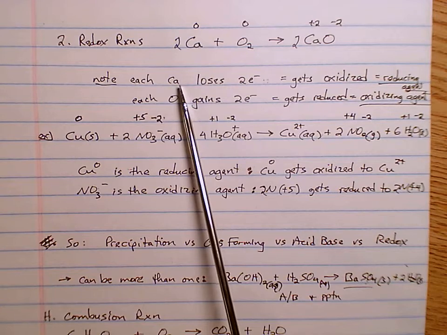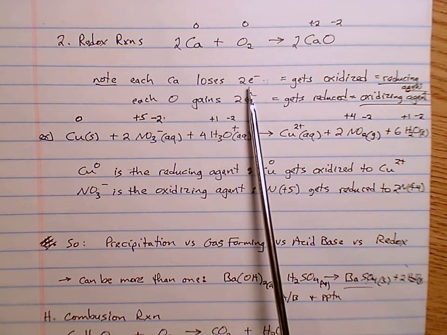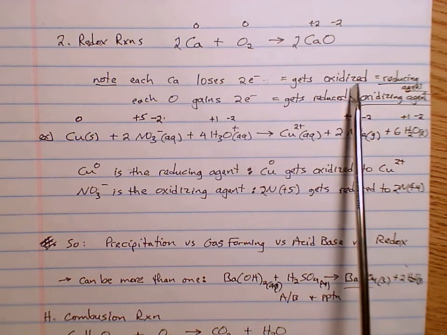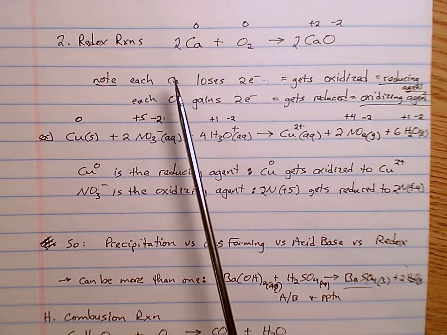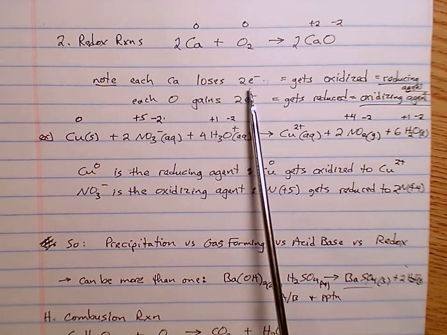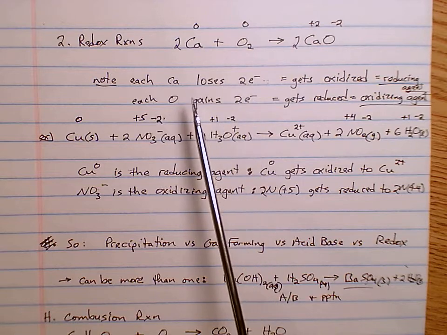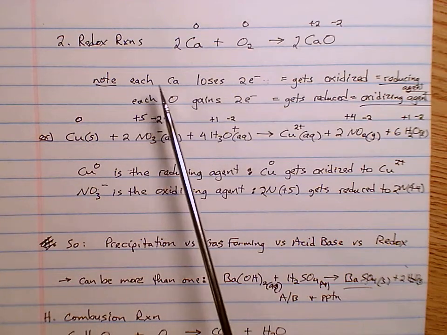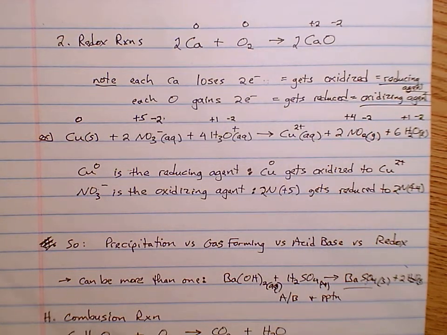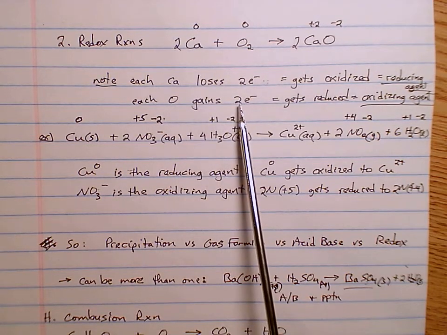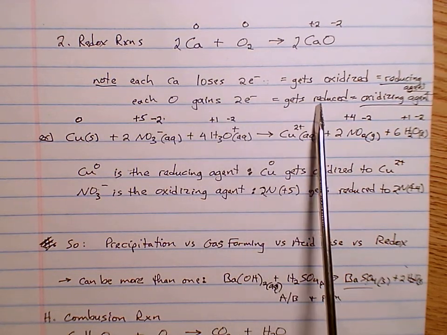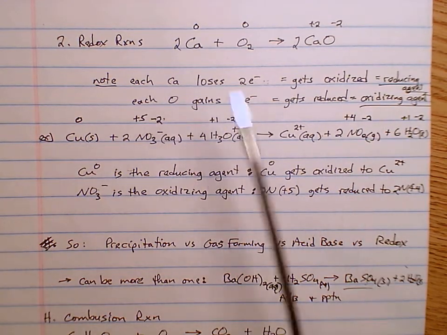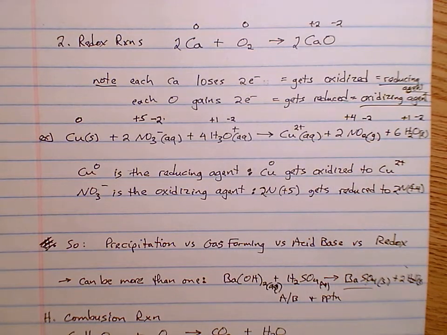Note, each calcium loses 2 electrons. If it loses 2 electrons, that means the calcium gets oxidized. And the thing that gets oxidized we call the reducing agent. So calcium gets oxidized because it loses 2 electrons. But since it gives those 2 electrons to the oxygen, it reduces the oxygen. Therefore, calcium is the reducing agent, and it gets oxidized. Each oxygen gains those 2 electrons, so the oxygen gets reduced. And because it gets reduced, because it takes electrons away from the calcium, it oxidizes the calcium. O2 is the oxidizing agent.